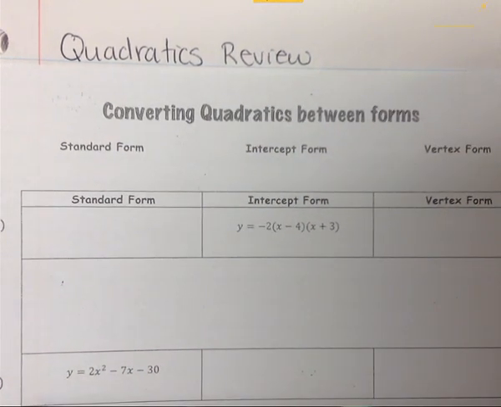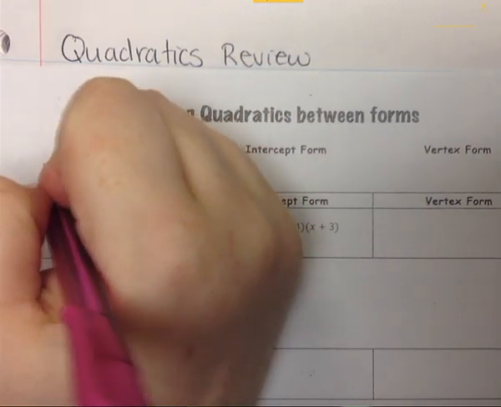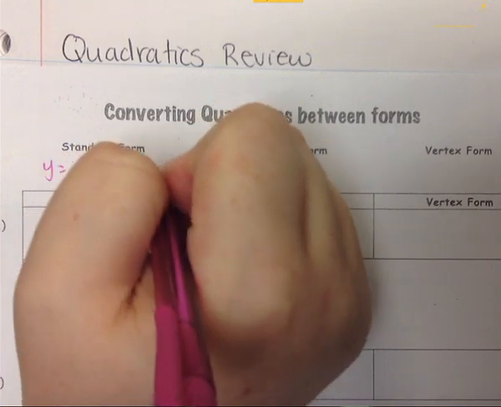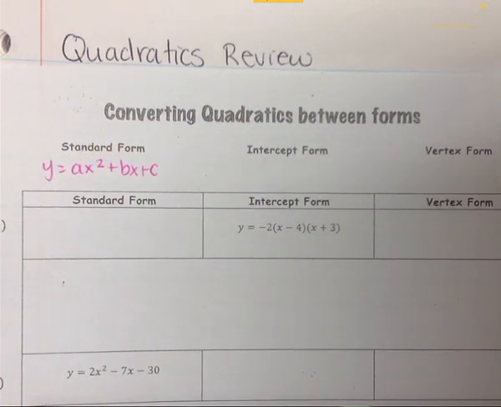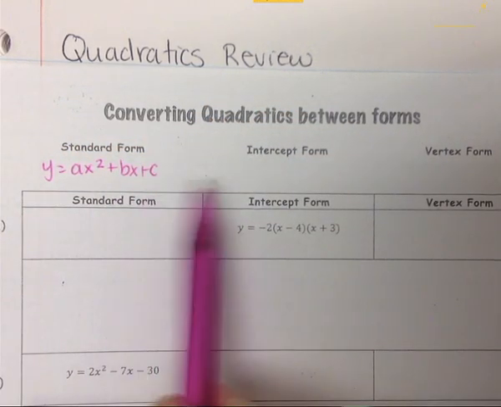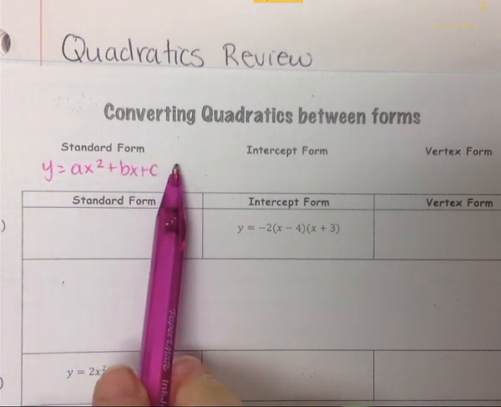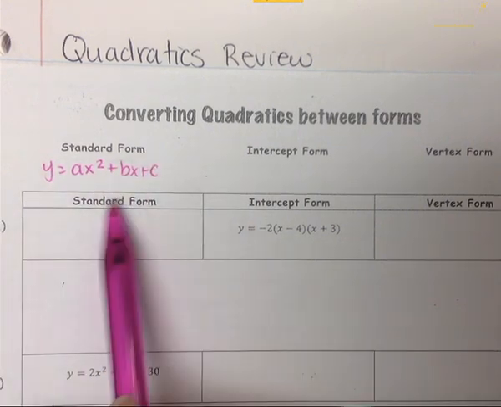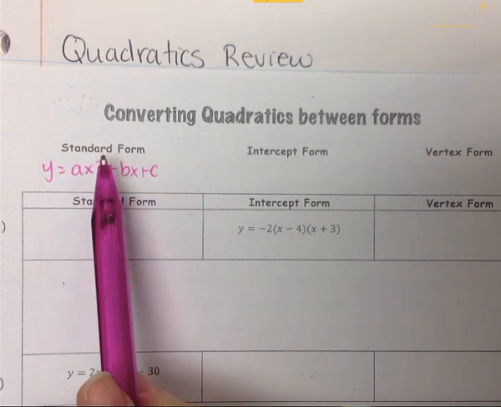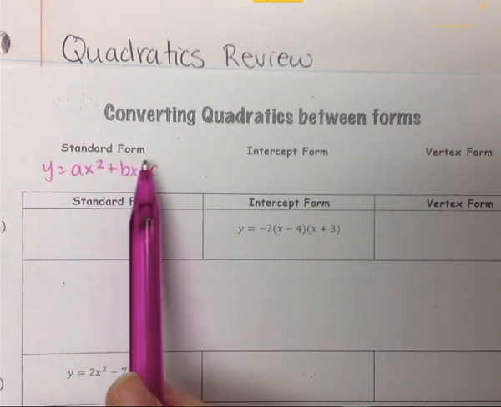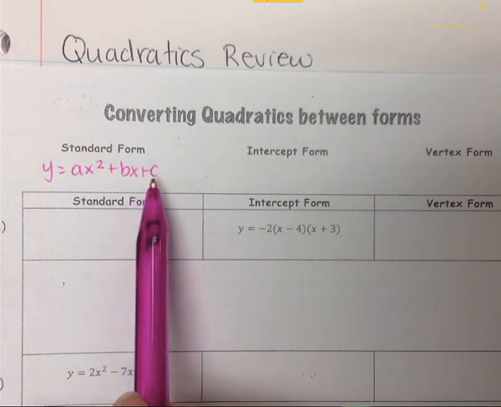We have standard form, which is y equals ax squared plus bx plus c. Standard form is when you have no parentheses and you have your highest exponent, which your degree is 2, and it goes in order from your highest exponent to your lowest. Standard form will automatically give you the y-intercept of your parabola, which is going to be that 0, c value.